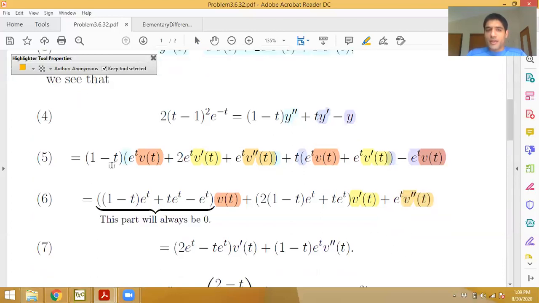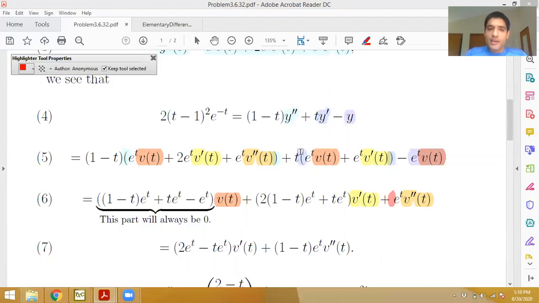Unfortunately, it looks like I did forget to write the 1 minus t over here, so I apologize for that. But thankfully, it does show up later on. We can see that it is down there, so I did account for it later. But now, here's the magic.